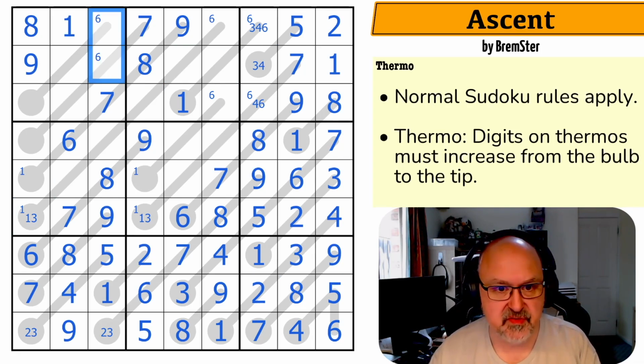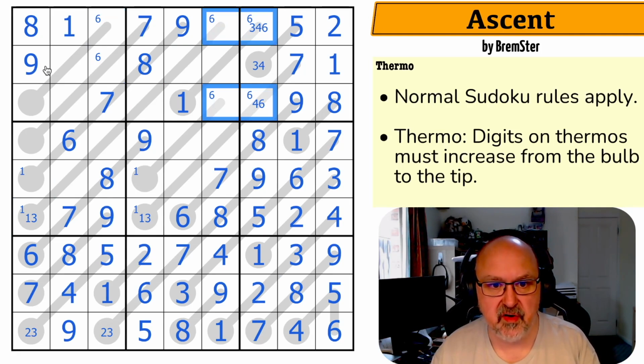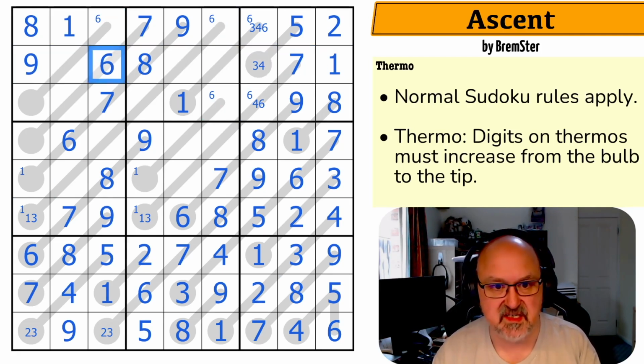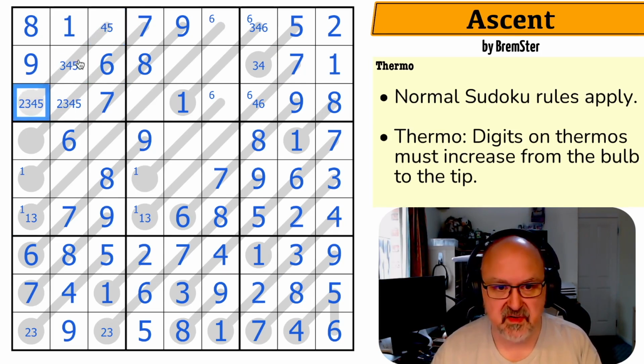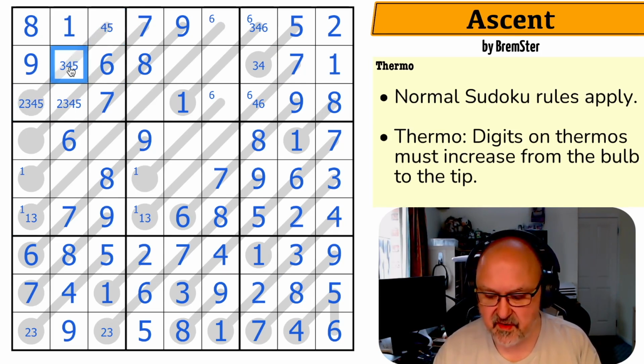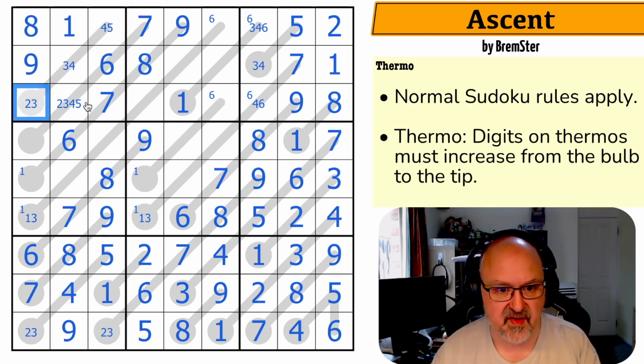6 is in one of those two. Oh, but hang on. 6 is in one of those two and one of those two. So where's 6 in this row? The 6 has to be there. So these are 2, 3, 4, and 5. Now, these can't be 2 because it has to go up. This can't be 3. So this is 2, 3, 3, 4, and 4, 5. So there's no 5 here, and there's no 4 or 5 here.